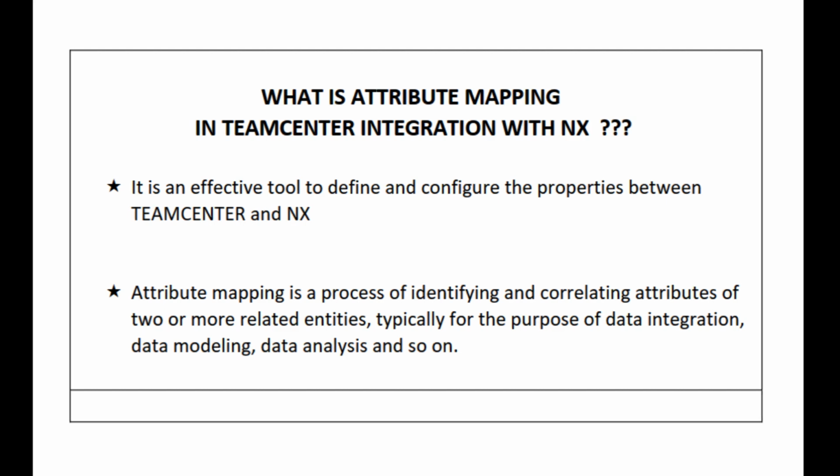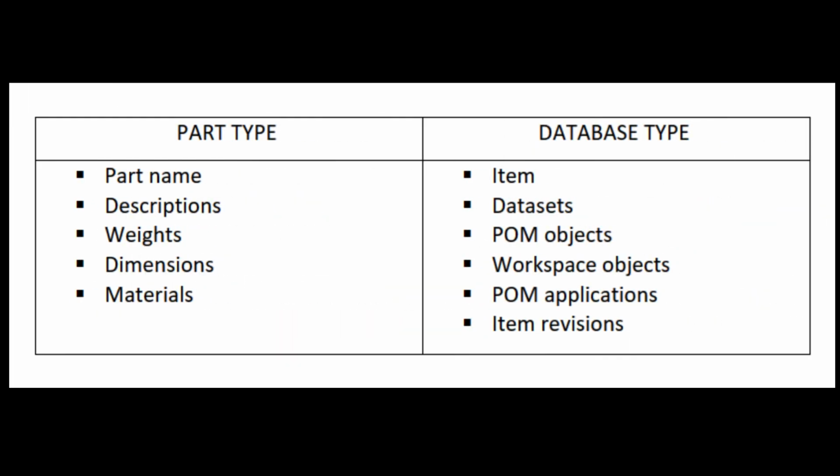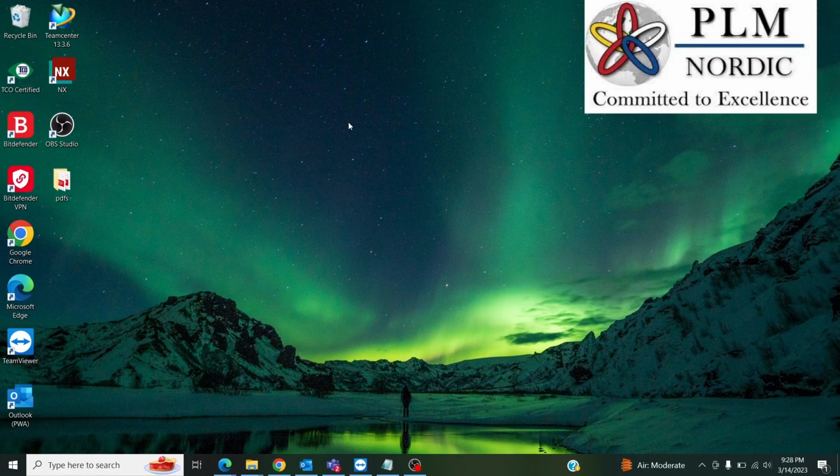There are two different types of attributes in NX: part type attribute and database type attribute. Part type attributes stay in the NX part files, not in the TEAMCENTER database, and are not mapped to TEAMCENTER by default, whereas the database type attributes are mapped and attached to the relation which is listed in the TEAMCENTER properties. In this process, we are going to map the database type attributes. Now we can start the process of mapping an attribute to TEAMCENTER property and NX.